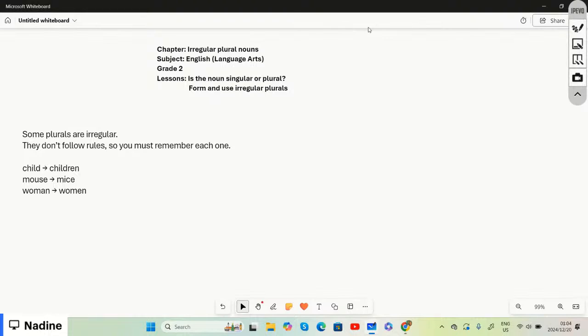And the lessons that we are going to be focusing on under the chapter of irregular plural nouns are: is the noun singular or plural? And we need to form and use irregular plurals. So we're going to say is the noun singular or plural, and we're going to form and use irregular plurals.